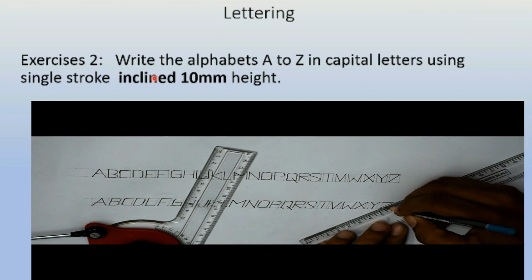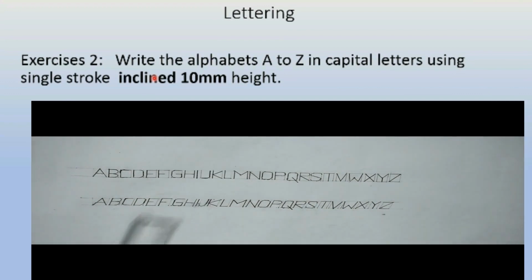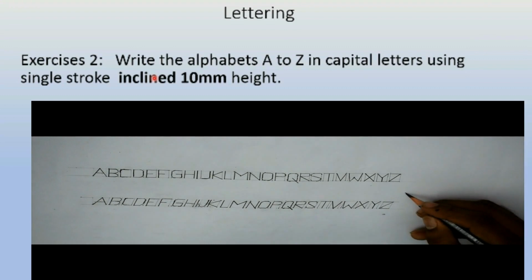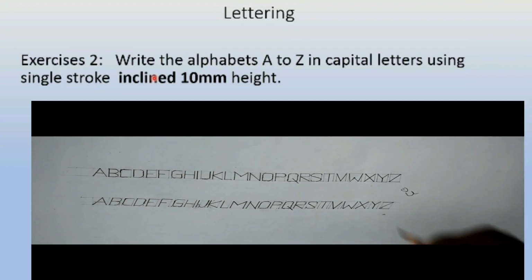So this completes our alphabet from A to Z in inclined lettering also. It is at an angle of 15 degrees from this side or 75 degrees from this side. So we have completed letterings in vertical stroke and also in inclined stroke. Do you think I have missed something? Yes, I missed you. Thank you.